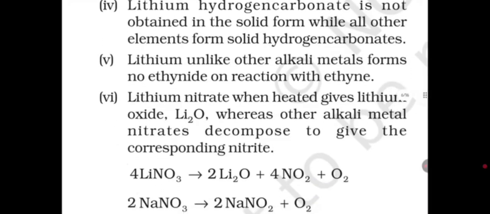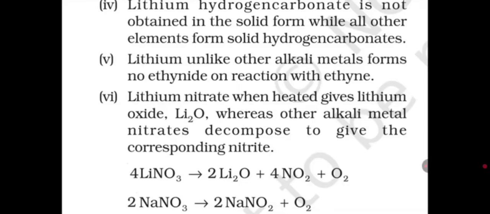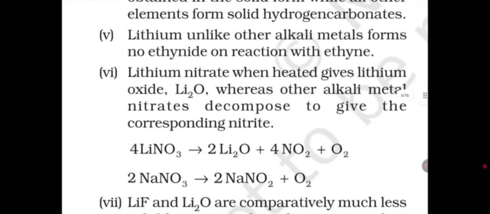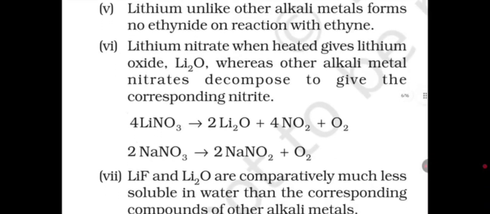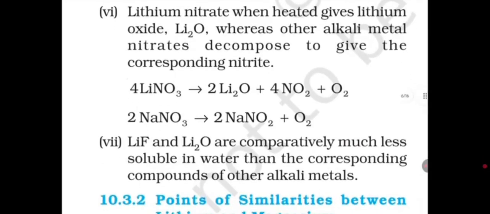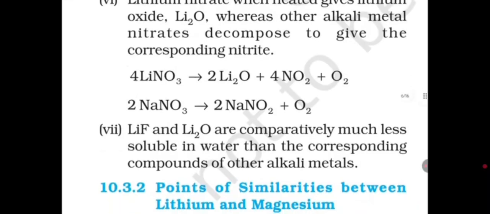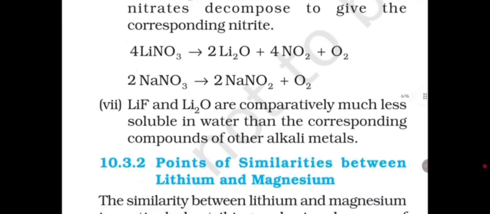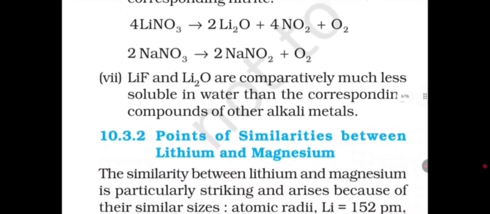Fourth, lithium hydrogen carbonate is not obtained in the solid form, while all other elements form solid hydrogen carbonates. Fifth, lithium, unlike other alkali metals, forms no ethanide on reaction with ethine. Sixth, lithium nitrate when heated gives lithium oxide Li2O, whereas other alkali metal nitrates decompose to give the corresponding nitrite.